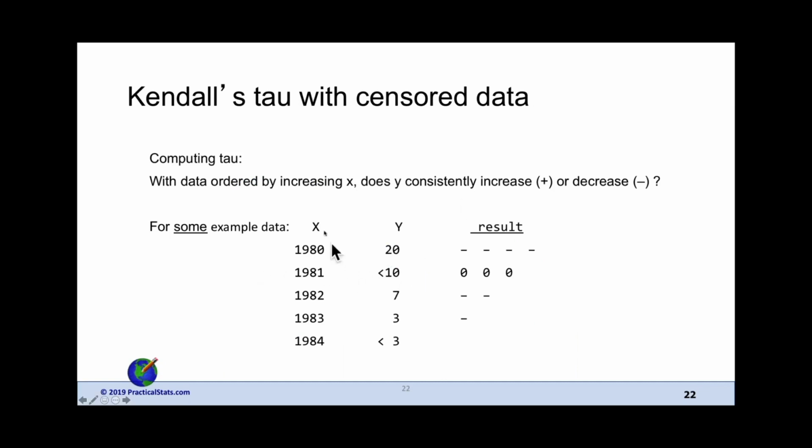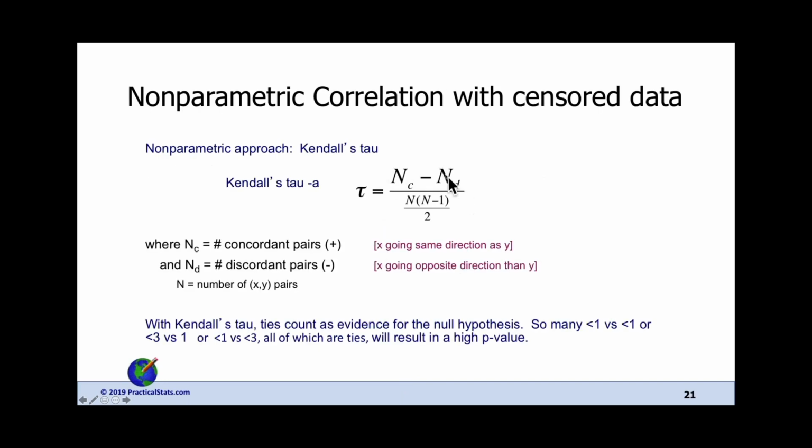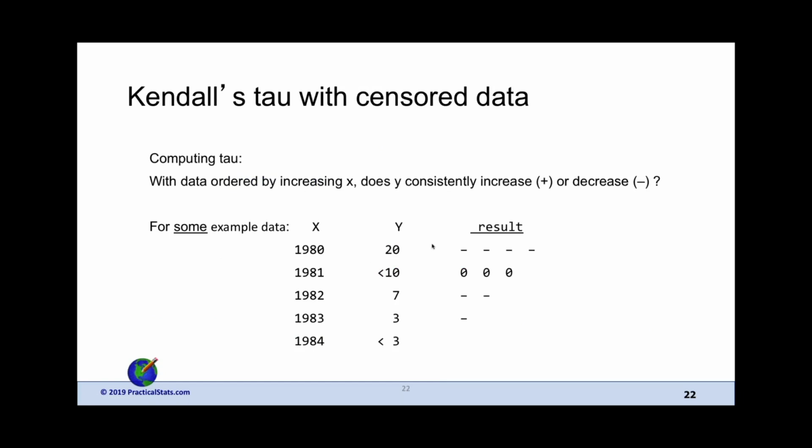So here's just a simple example where the X variable is the year. The Y variable is something that's being measured here. If you compare 20 to a less than 10, that's a decrease, so that gives you a minus. It's discordant. 20 to a 7 is a minus. 20 to a 3 is a minus. 20 to a less than 3 is a minus. So even though I don't know the numbers for the less than 10 and less than 3, I know that they're decreases. So I put those in.